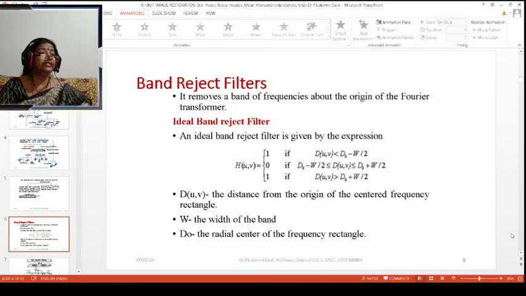Because of that, the transfer function, which we name H(u,v), is defined as follows. It allows frequencies if D(u,v) is less than D0 minus W/2, and it allows all the frequencies if D(u,v) is greater than D0 plus W/2. If D(u,v) lies between D0 minus W/2 and D0 plus W/2, then it rejects that specified band of frequencies. That is the transfer function of the band reject filter. W is the width of the band, and D0 is the radial center of the frequency rectangle.